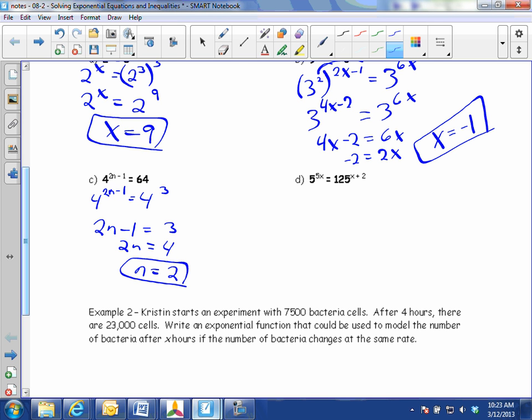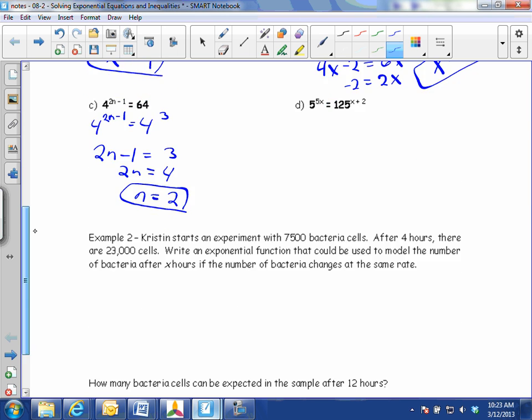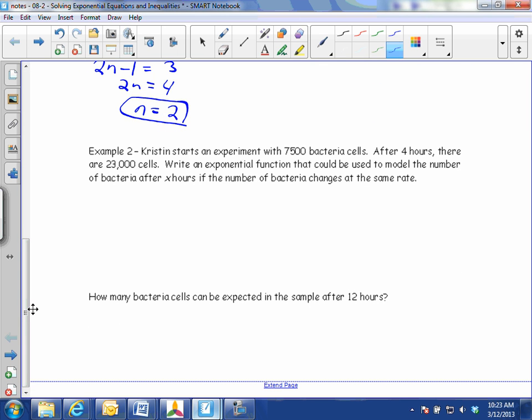Do you want to do D or do you want to move on? I promise it's not going to get much harder. All right, look at example 2.